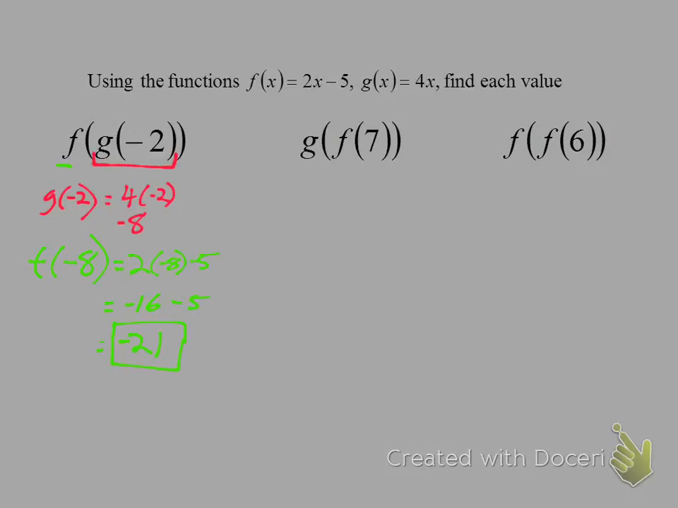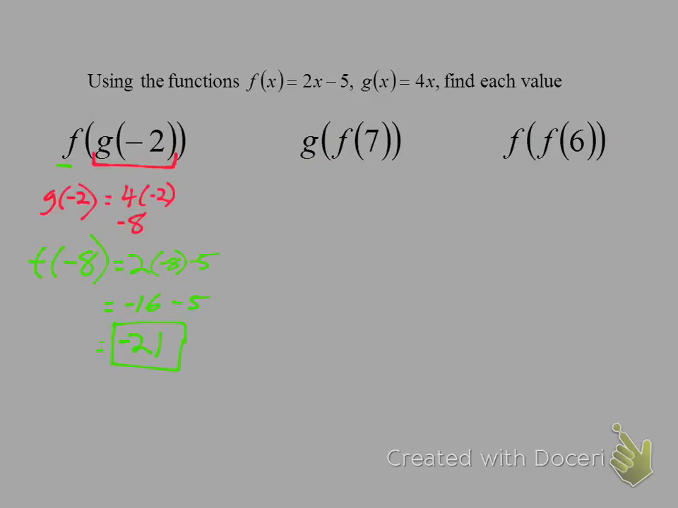You work them inside out, though. So if the letter order switches, like the first one had F and G, this one we have G and F. So this one we're going to start by doing f of 7 instead of g. It depends on what order these letters are in here.